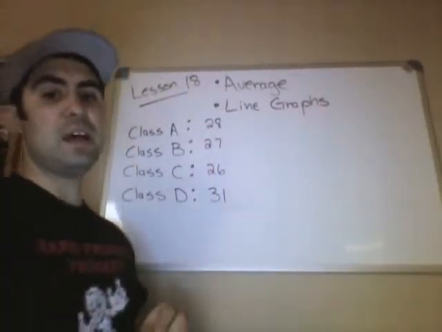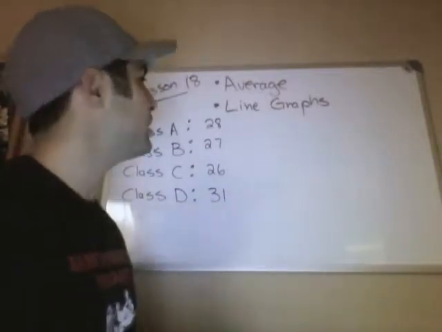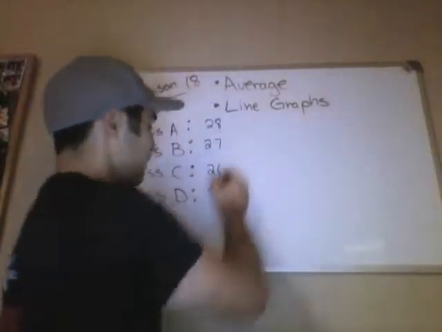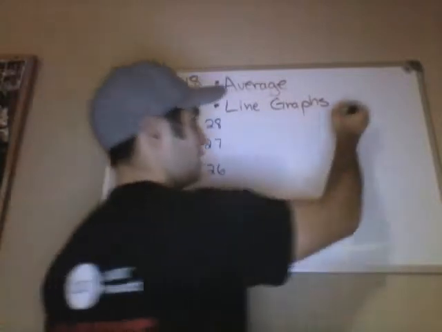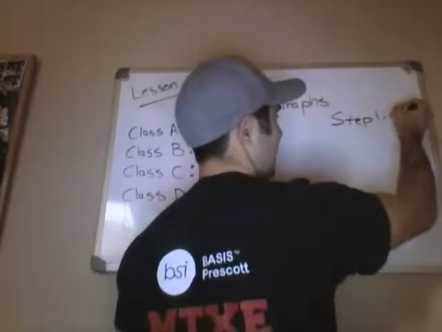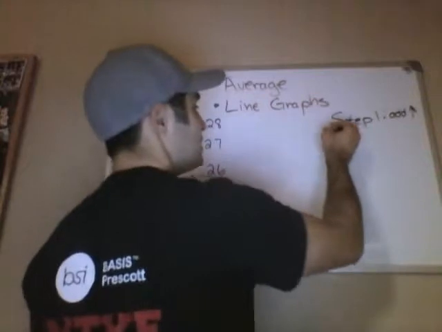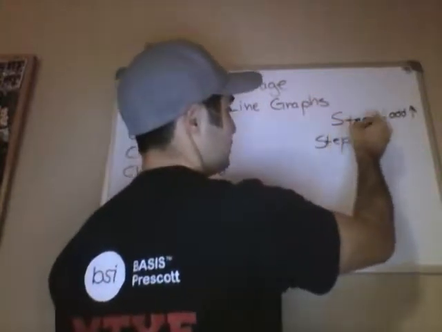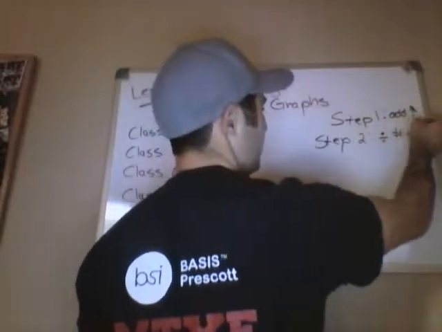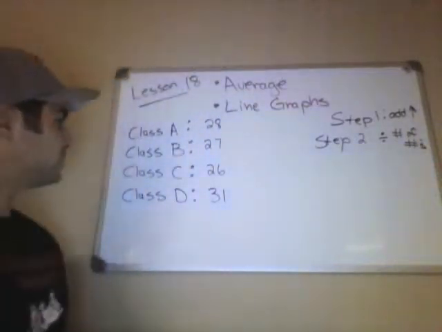The algorithm that I'm sure you guys have learned before. If you haven't learned it before, this is your first time, good for you. It's not too hard. All you have to do is add these numbers. That's step one. Step one is add up. And then step two is to divide by the number of numbers. Okay? So let's do this.